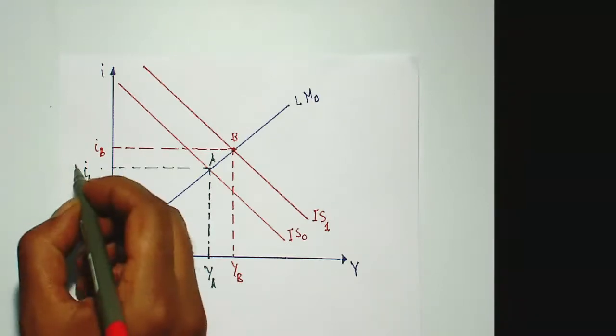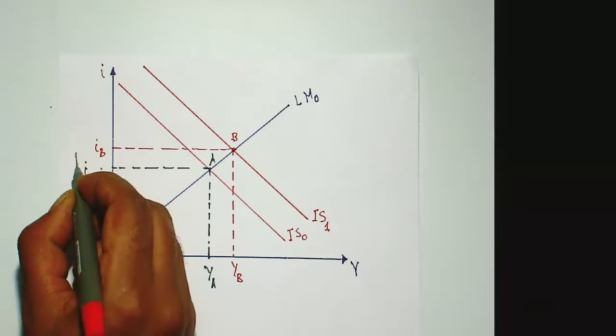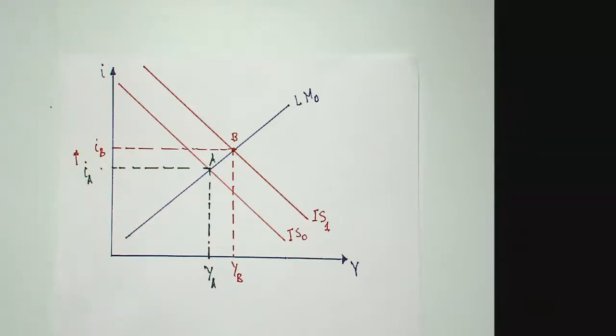So that's why we now have an increase in interest rate from IA to IB. Because of these high interest rates, there should be a decrease in investment, because high interest rates would not motivate too much investment. So this increase of interest rate would result in a decline in investment, and this decline in investment is called interest-induced crowding out of investment.